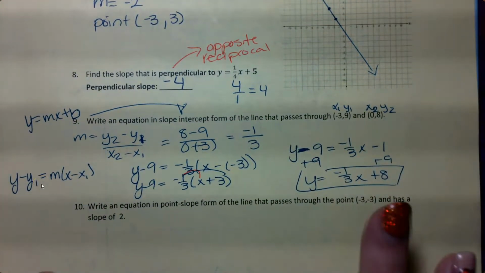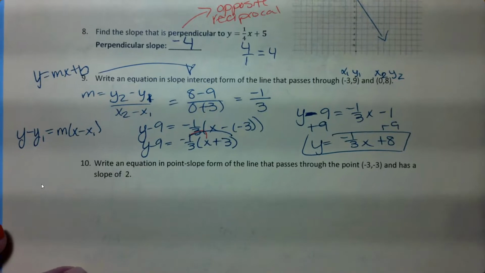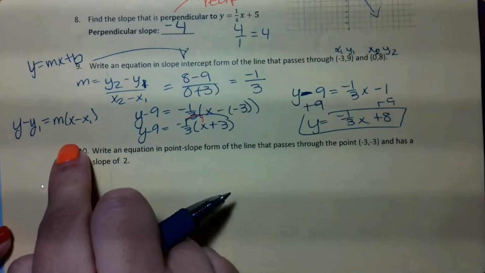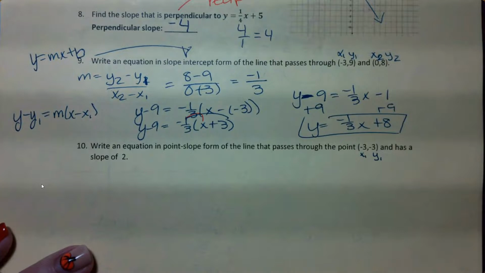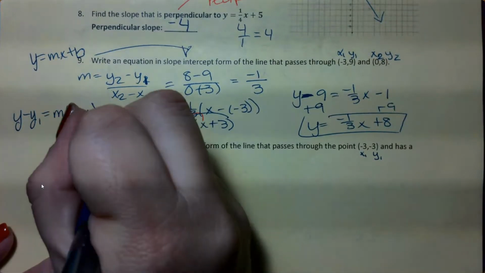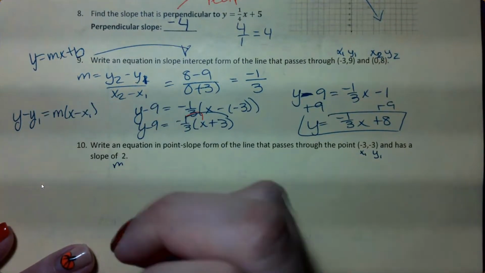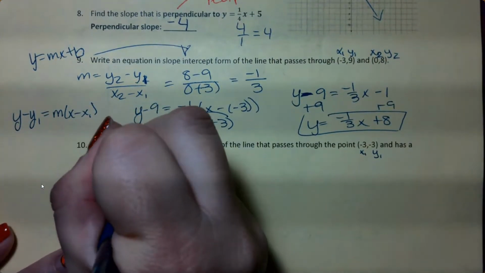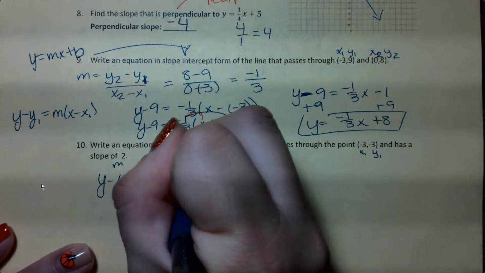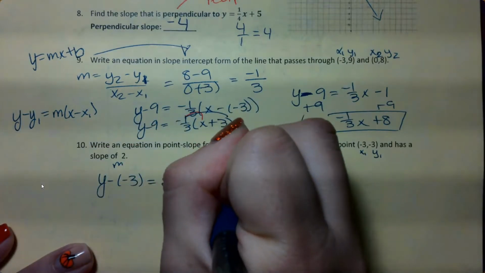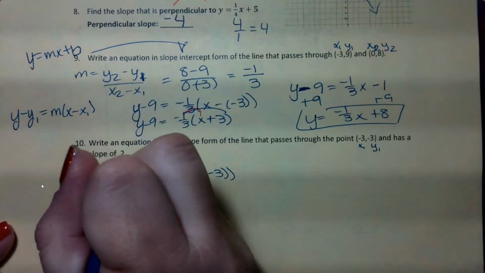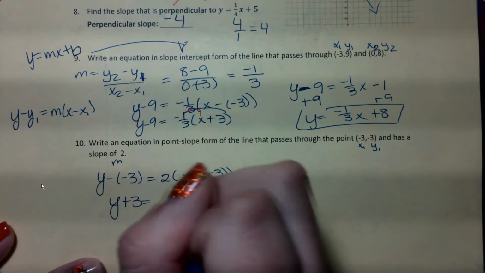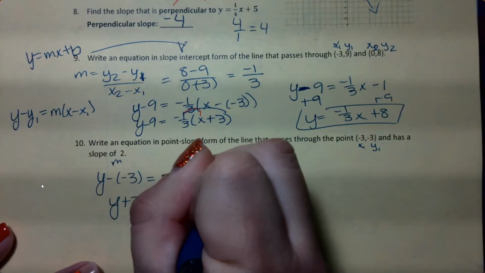For my last question, I want to write the equation in point slope form, so that's this form. And it gives me my point, which is negative 3, negative 3, so that's my x1, y1. My slope is 2, that's my m. So I'm going to plug in, I have y minus negative 3 equals 2 times x minus negative 3. All I want to do when it wants it in point slope form is get rid of my double negative, so that's going to be y plus 3 equals 2 times x plus 3.